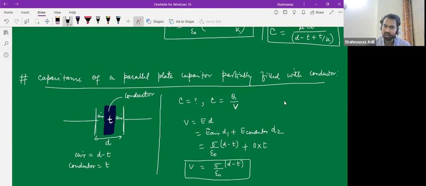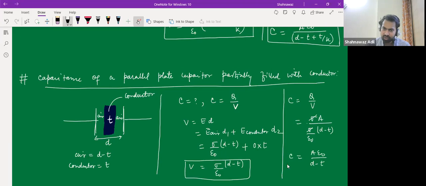Okay, we know the potential, and now we calculate the capacitance. So capacitance is Q by V. So Q by V, and let me write Q as sigma into A. So this is sigma by epsilon naught into D minus T. So this sigma cancels, and we have A epsilon naught by D minus T. So if we place a conducting material inside the plates, partially filling it with the conductor, then this would be the capacitance. Please note it down. And if you guys have any question, please ask. So quickly note it down, guys.